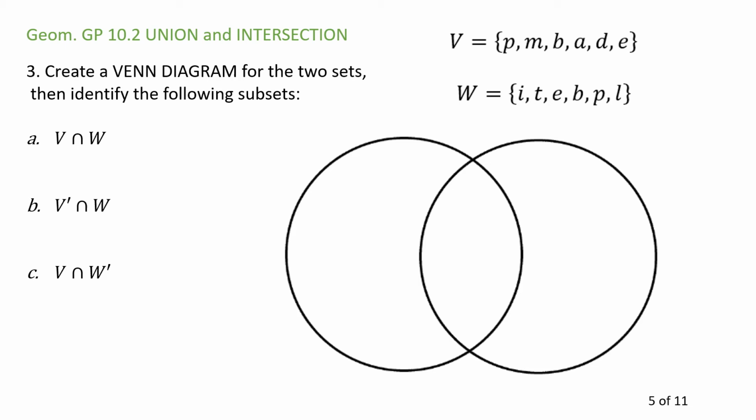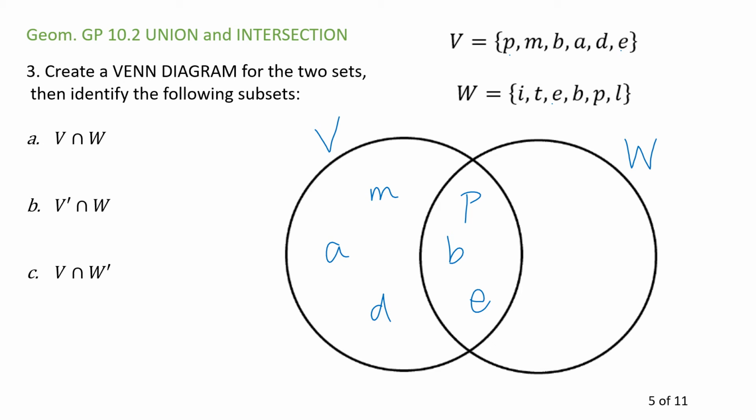All right, well, I'm going to start with P. I'm going to label this V and this one W. And then I'm basically going to go down the list. I start with P. I see that P is in V, but it's also in W, so I have to put P in the middle. Next, I'm going to go to M. M is only in V, but not W, so B, A, D. E is in both.